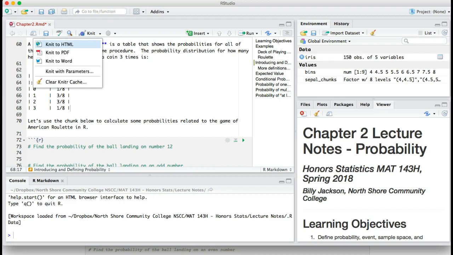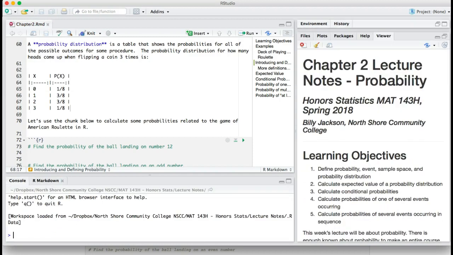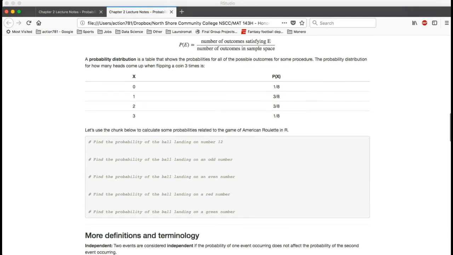And we can knit this back to an HTML. And you'll see my table has been filled in with the corresponding probabilities, and that's a probability distribution.